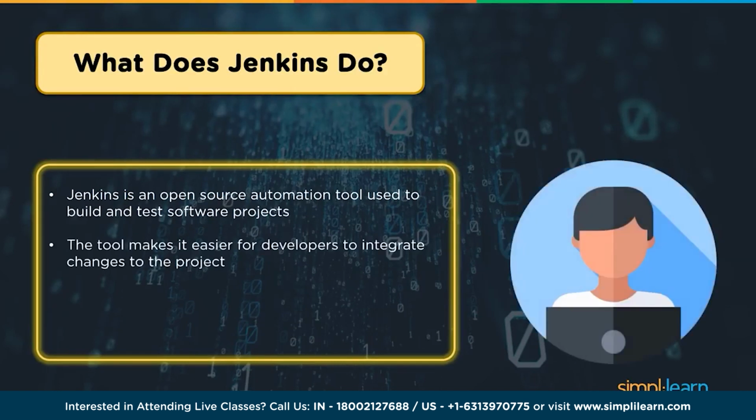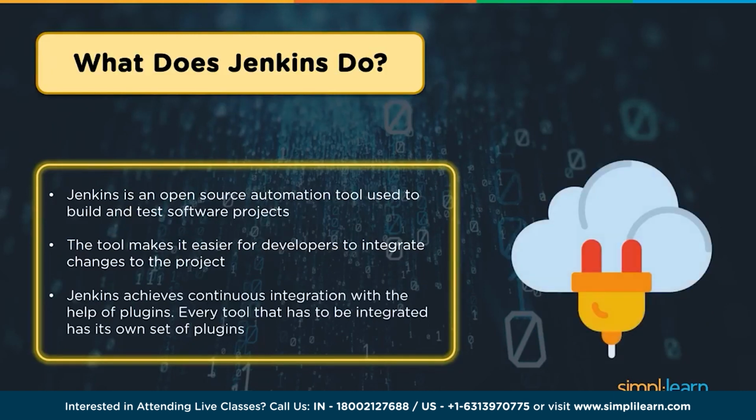This tool makes it easier for developers to integrate changes to the project. So we can easily integrate the changes, and whatever modifications we want to manage, we will be able to do that with the help of Jenkins. Jenkins also achieves continuous integration with the help of a couple of plugins. Each and every tool which you want to integrate has its own plugin available. For example, if you want to integrate Maven, we have a Maven plugin in Jenkins which you can install and configure. In that case you will be able to use Maven there.